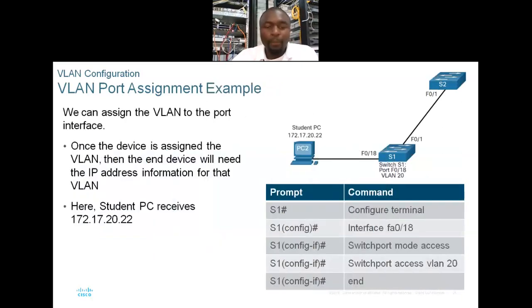So an example is, I just say configure terminal, interface FastEthernet 0/18, which is this particular port here. Then I say switchport mode access, then switchport access VLAN 20.